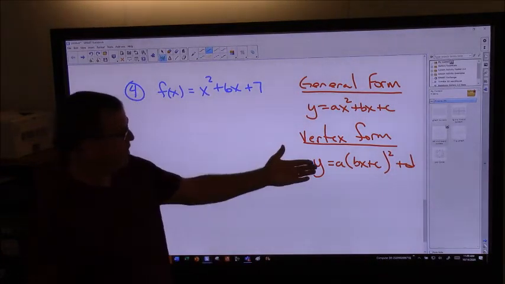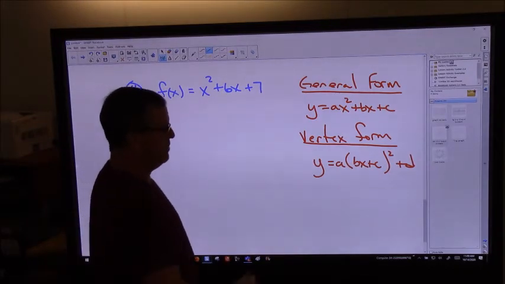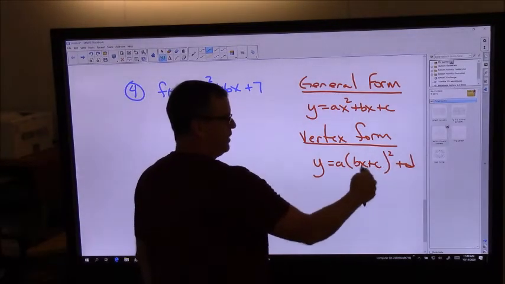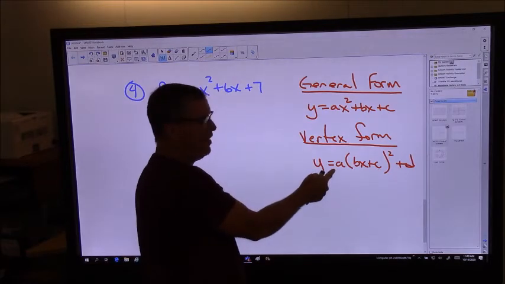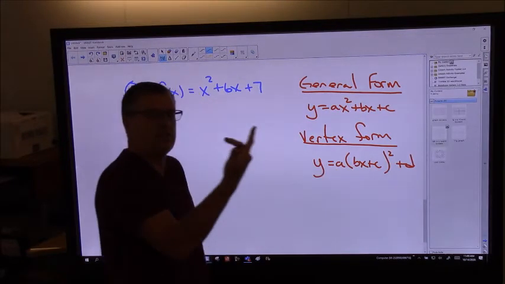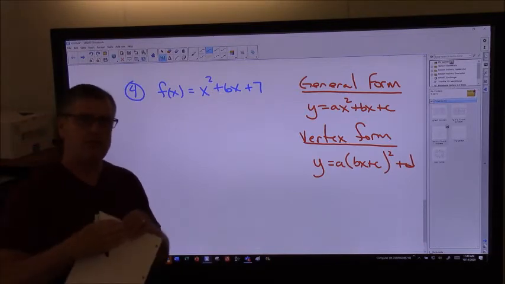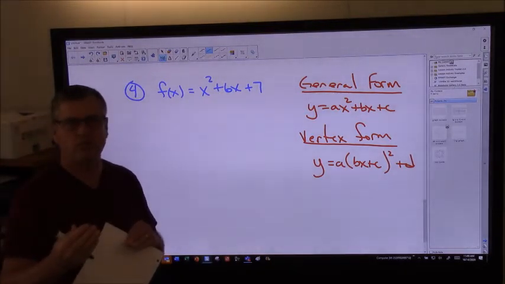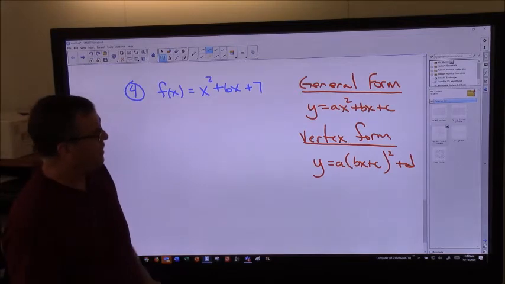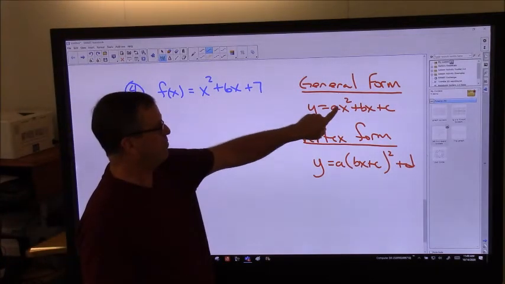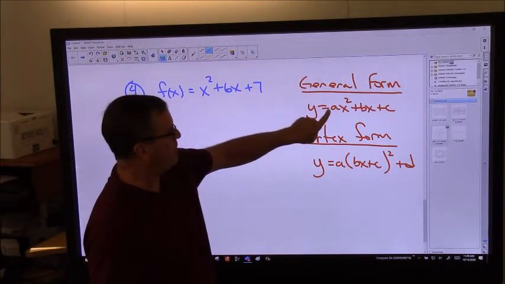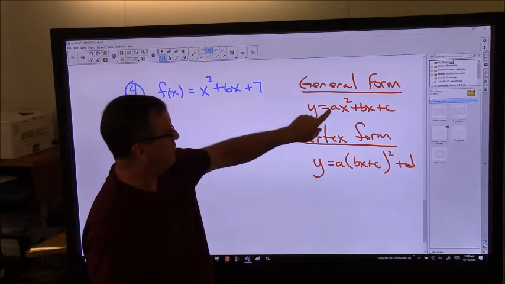Now, why do I want it in vertex form? Because it's very easy to figure out where the vertex is. It's very easy to figure out if it opens up or down. And then I just got to draw the picture. Okay? And pay attention to, is this more or less than what's normal? General form, I know it's a parabola. I know it opens up if a is positive, down if a is negative, but I really don't know anything else other than that.